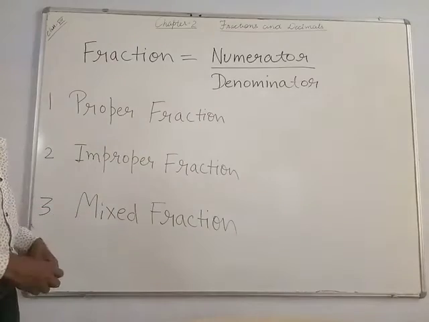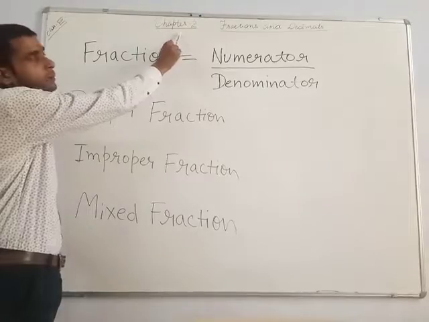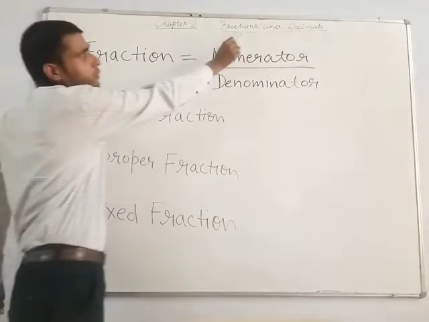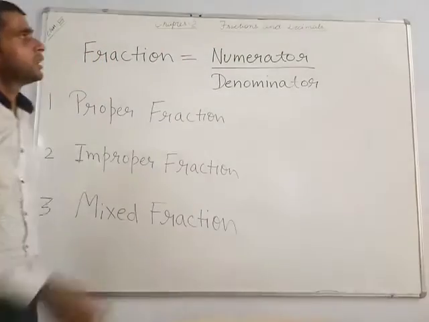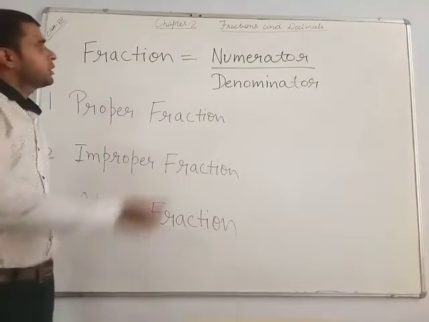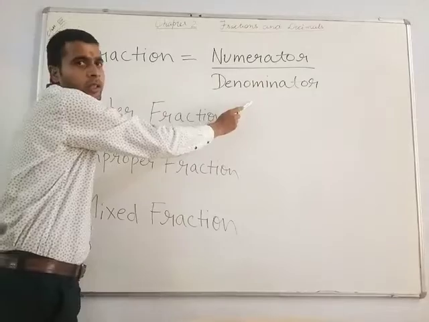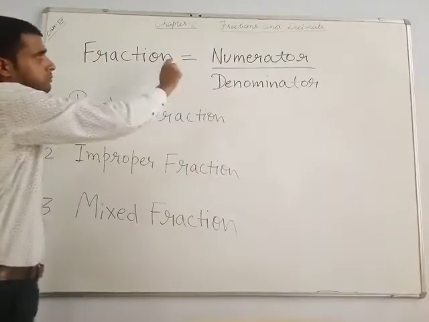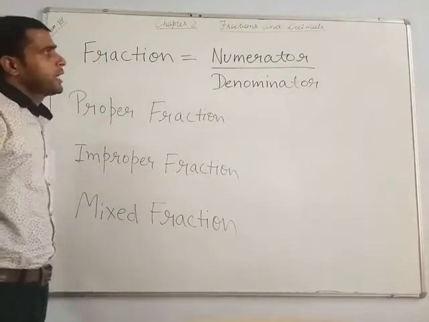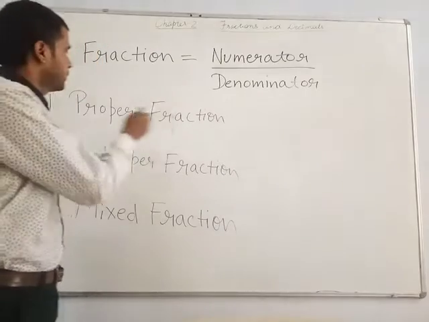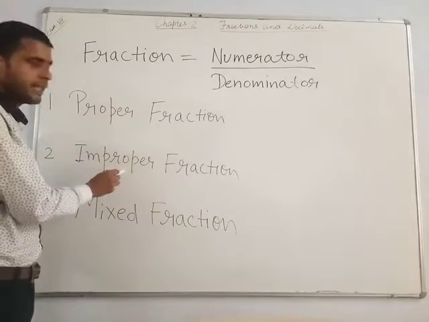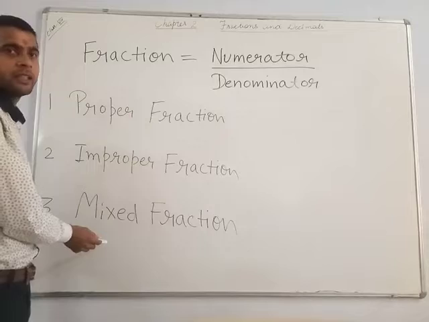Hope all are fine. Now we start chapter 2 of class 7, that is fractions and decimals. So what is a fraction? A fraction is a combination of numerator upon denominator. A fraction is of three types: first proper fraction, second improper fraction, third mixed fraction.